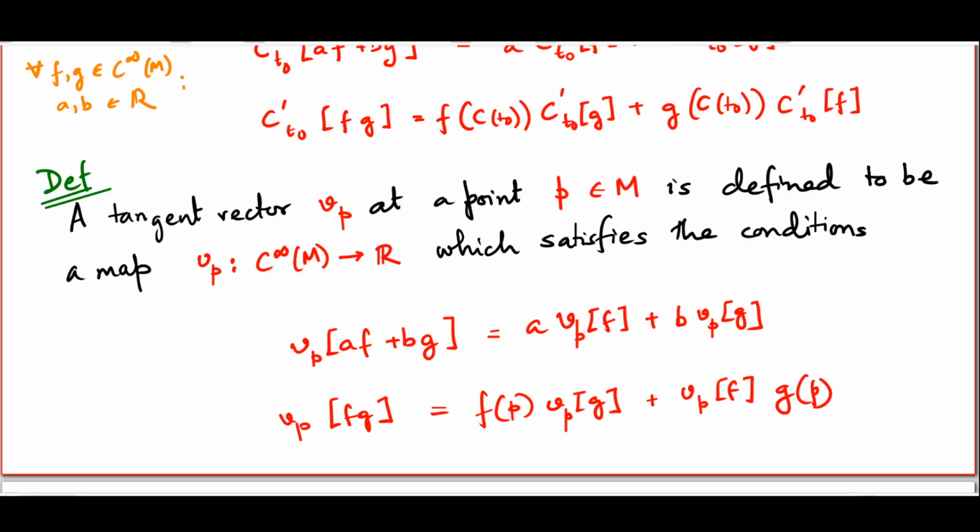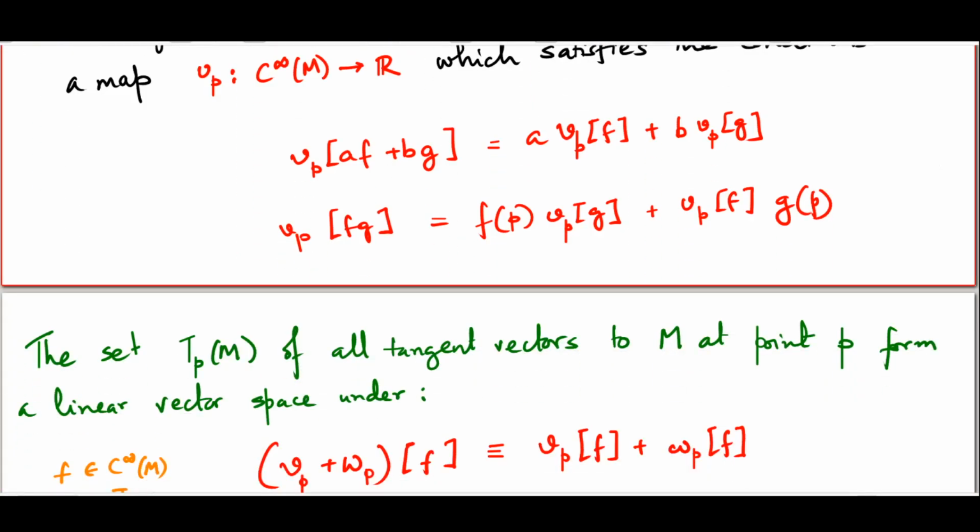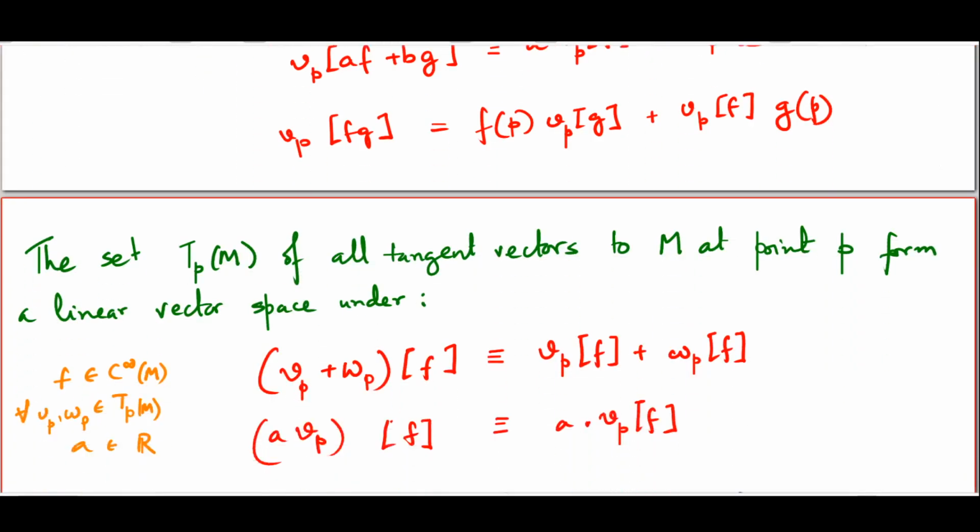Now what we claimed in the last lecture was the following. If you take the set of all tangent vectors to M at the point P and call that TPM, this becomes a linear vector space.